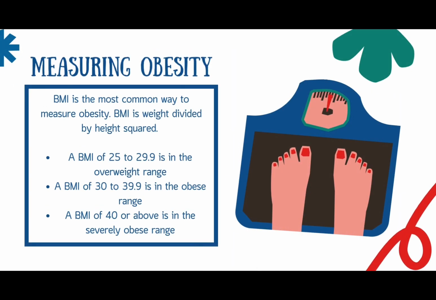What are the indicators on how to measure an obese person? Measuring obesity, BMI, body mass index, is a common way to measure obesity. BMI is weight divided by height squared. A BMI of 25 to 29.9 is in the overweight range. A BMI of 30 to 39.9 is in the obese range. A BMI of 40 or above is in the severely obese range.